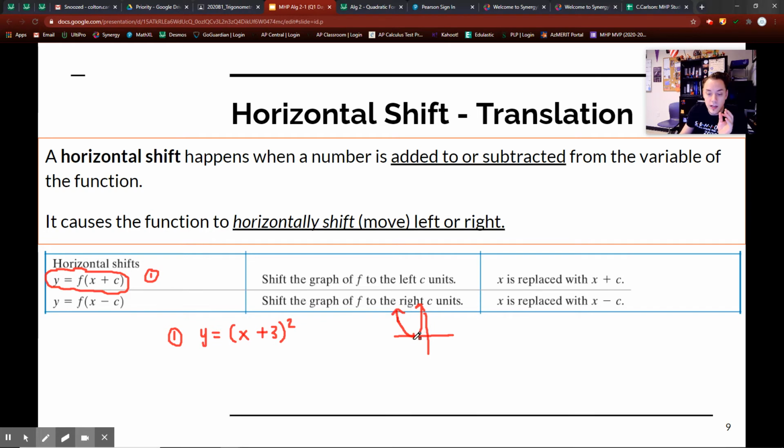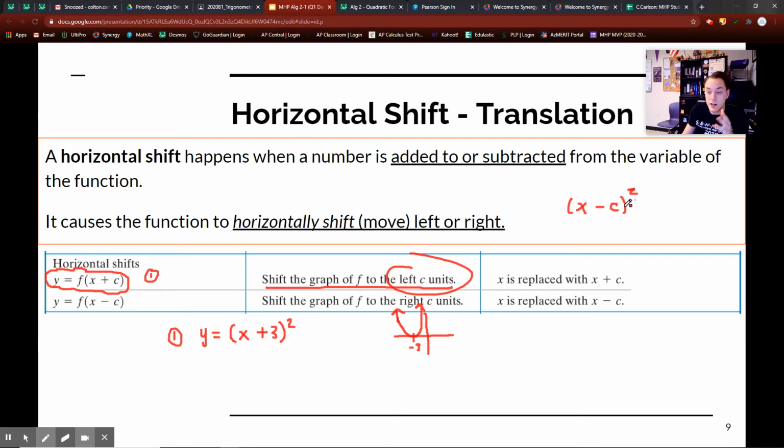Now, you may be wondering, and this is actually negative 3. So you may be wondering, well, that's a negative 3, but this is a positive 3, Mr. Carlson. Are you insane? No, I'm not. Shift the graph of f left. So shift it to the left. Why is that the case? Because what this is, it actually is a built-in negative. I'm going to show you that when we look at vertex form. But vertex form technically is like a built-in negative here.